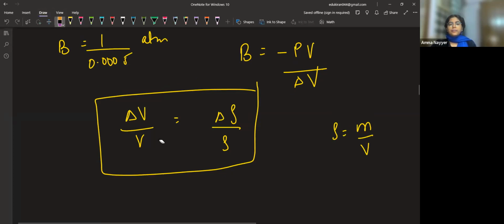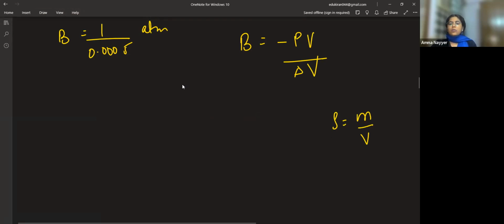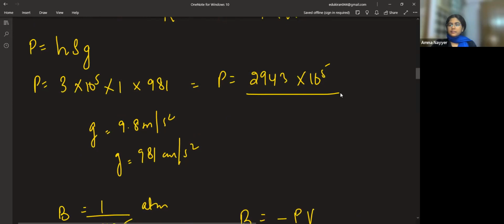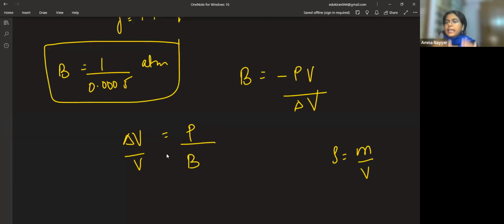What I'm saying is, in this question you have to find out the density. If I write this as delta V by V from this equation, it will be pressure by bulk modulus. Pressure is calculated from here, and bulk modulus is calculated from here. So will I not be able to obtain delta V by V? I'll be able to obtain delta V by V. So what's the issue? The issue is that delta V by V is there, but we didn't have to find out volume. We had to find out density.